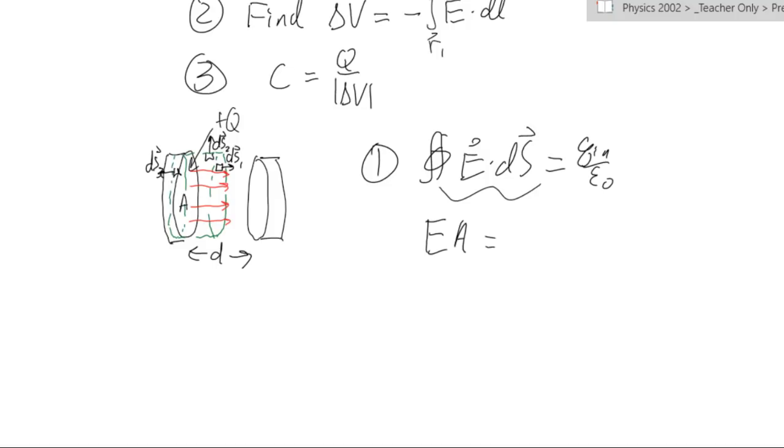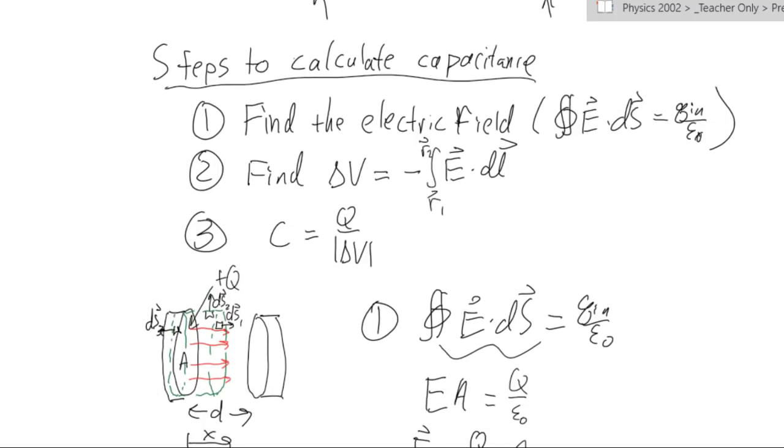This is going to be equal to the charge in divided by epsilon naught, which is just going to be the total charge capital Q divided by epsilon naught. And we can rearrange this so that E vector is going to be equal to Q divided by epsilon naught times A. And to make this a vector, we'll say that this is going to be the positive x direction. So there's our step 1 complete.